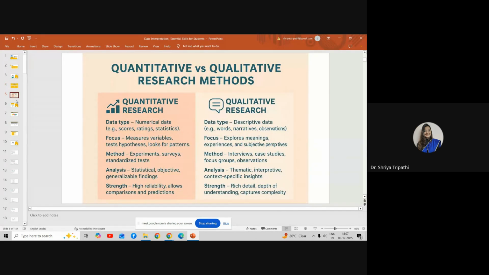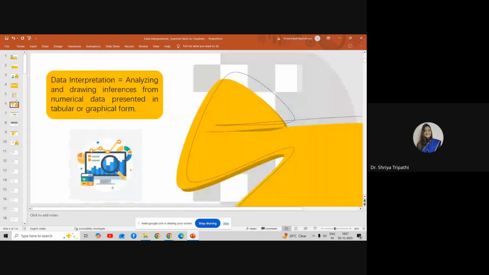Then majorly we have discussed quantitative and qualitative data. Whenever we see a numerical figure which is countable, 1, 2, 3, 4, right? Scores, ratings, statistics, everything which is quantifiable or which you are able to count, we say it is quantitative. Other than that, descriptive data, wherein we are using words, expressions, narratives, surveys, interviews, that we categorize into qualitative data.